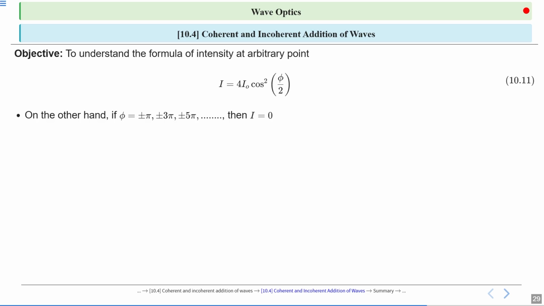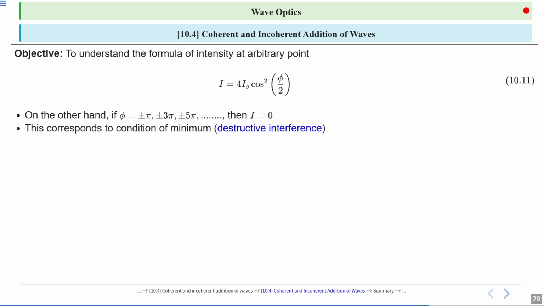Okay, you can see pi, or any odd integral multiple of pi. If the phase difference is any odd integral multiple of pi, then destructive interference will occur. On the other hand, if phi is equal to plus minus pi, plus minus 3 pi, plus minus 5 pi, then I will be equal to 0. That is the condition of minimum.